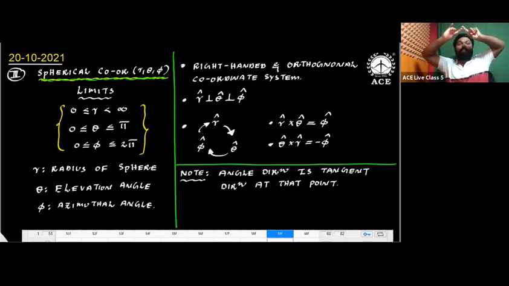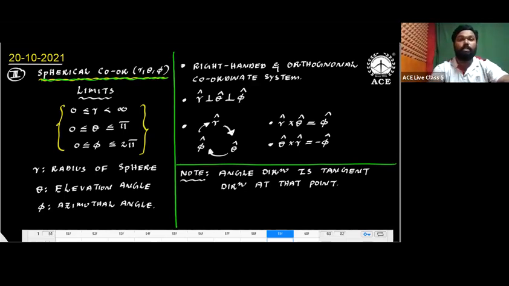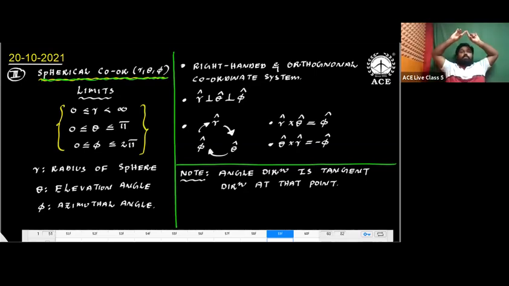So the theta, listen carefully. Theta is, that is how it is defined. Theta is only from 0 to 180. But phi is from 0 to 360. Clear, beta? Yes. Okay.